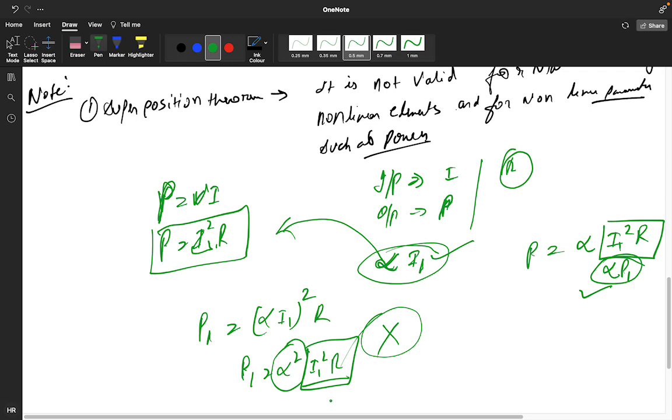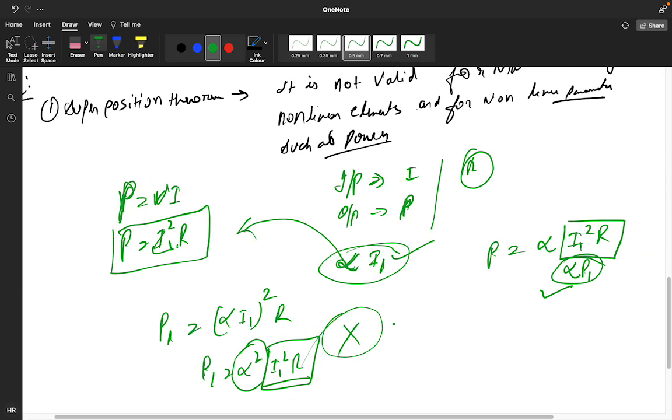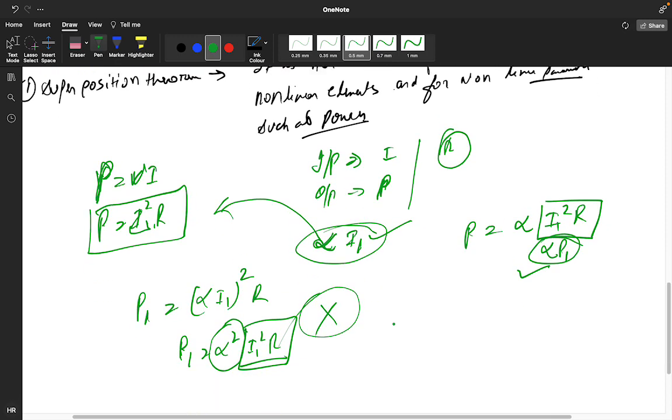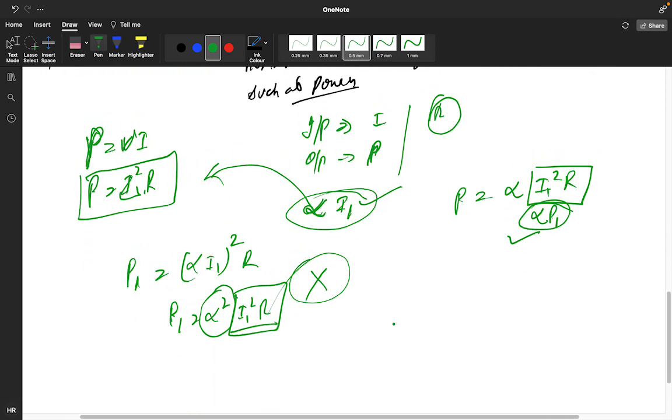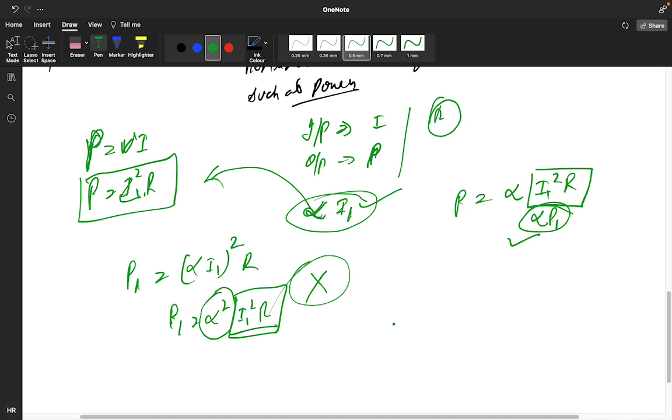So in power we cannot apply the superposition theorem because linearity is not there. Got it? Everyone got this point or not? Is this point clear for everyone? Okay, fine.